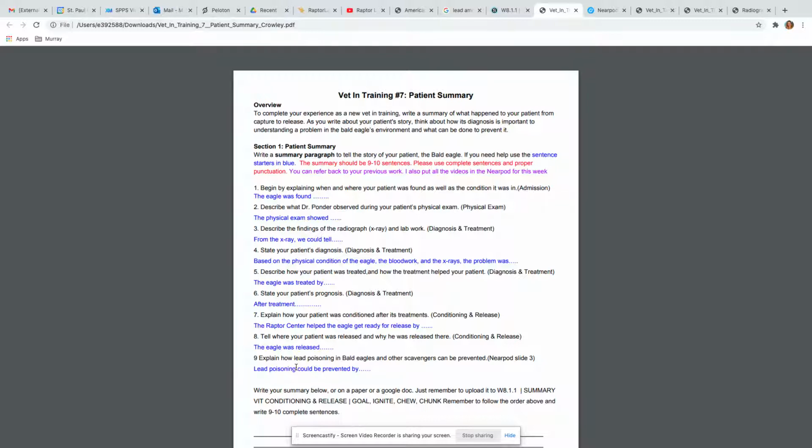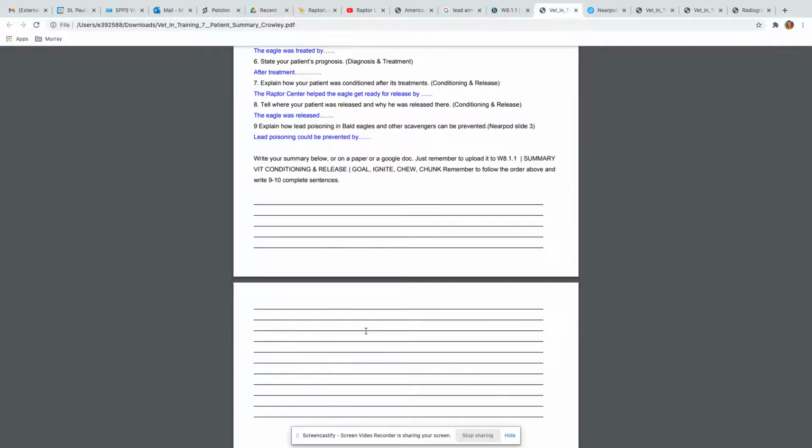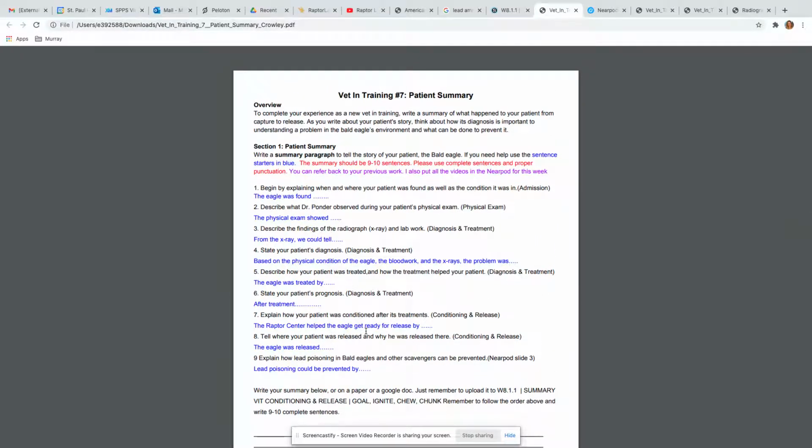If you want to, you could start your summary by saying that the eagle was found, and then finish that: where was it found? If you forgot, that's where you'll use the Nearpod to help you. Then, the physical exam showed. What did it show? And from the x-ray, we could tell. You can use these sentence starters and then write it below on these lines. If you don't want to do that, write it on a Google Doc and submit that to the assignment, or write it on a piece of paper, however you can do it. Just make sure that you include all 9 pieces of information, so there should be at least 9 sentences.